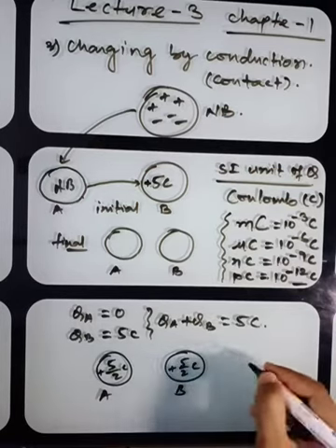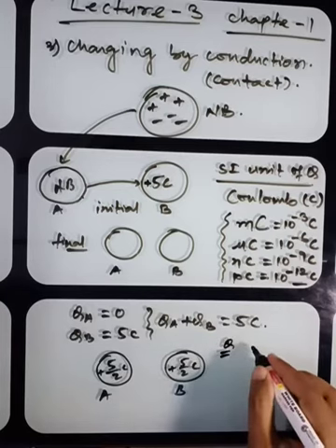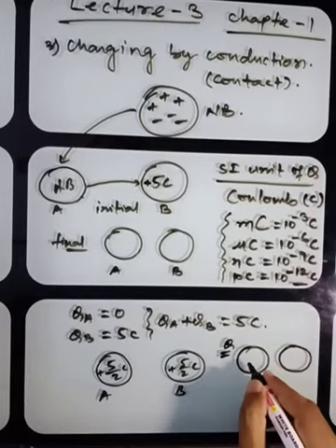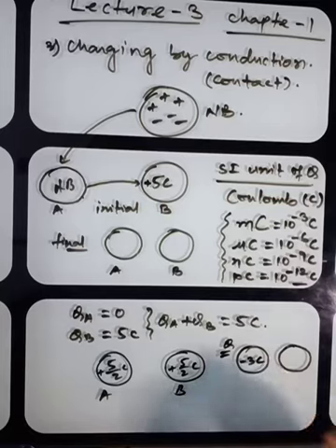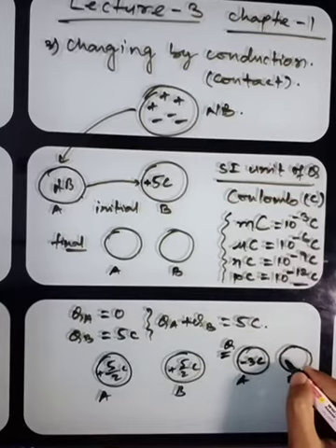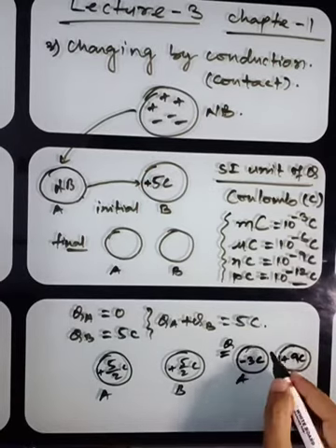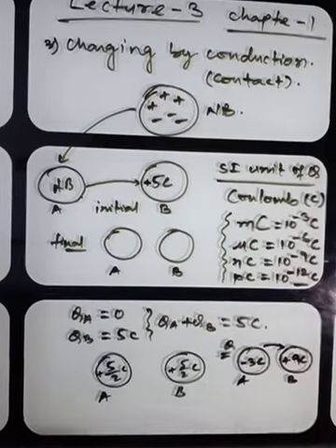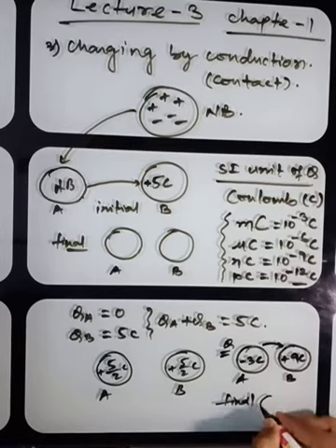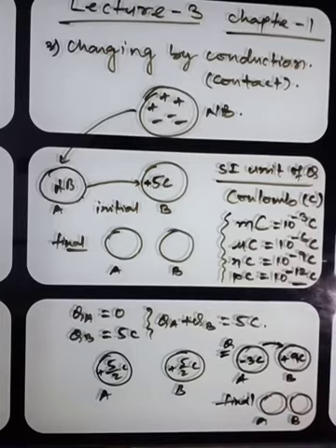For a few seconds, pause your video and try to solve this question. The question is, you have two bodies, body A and body B. Body A has minus 3 coulomb and body B has plus 9 coulomb initially. After making contact between body A and body B, what will be the final charge on bodies A and B? Try to solve by yourself.